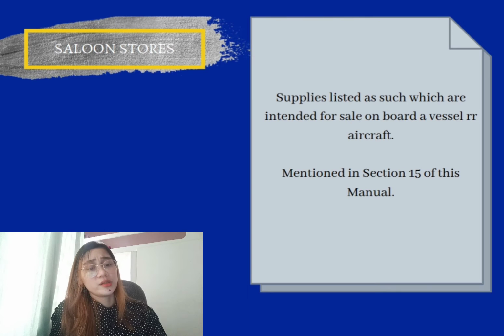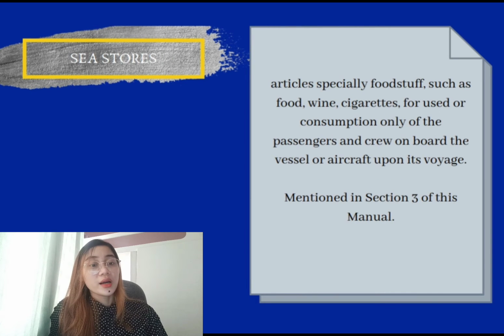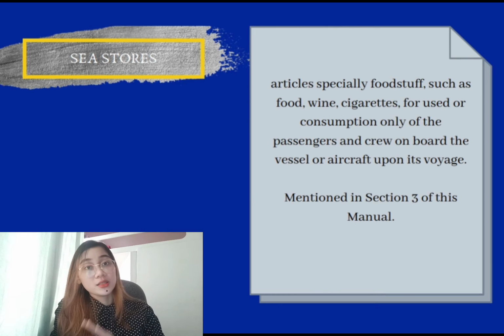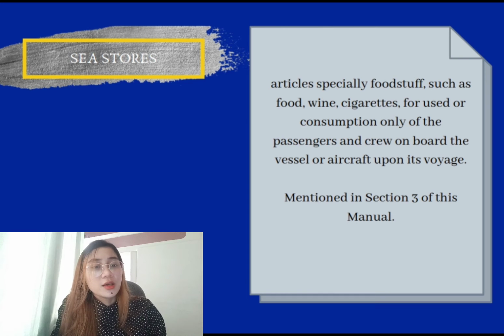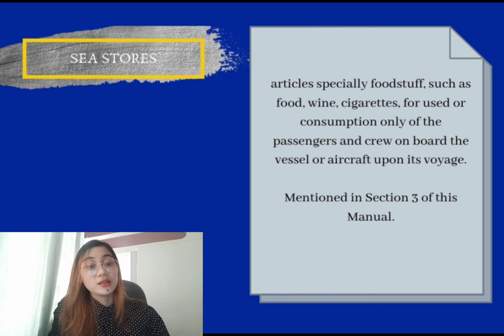Next is saloon stores. These are supplies listed as such which are intended for sale on board a vessel or aircraft. This is mentioned in section 15 of this manual. Next is sea stores. Articles, especially foodstuff such as food, wine, cigarettes, anything for consumption, only for passengers and crew on board the vessel or aircraft upon its voyage. This is mentioned in section 3 of this manual.